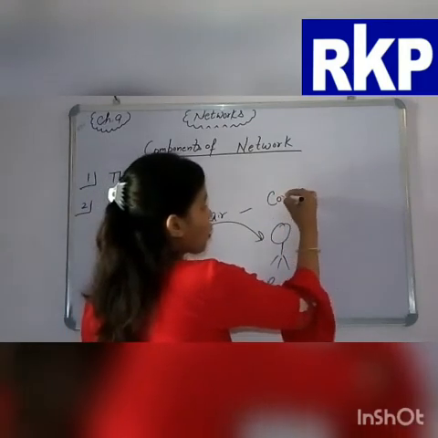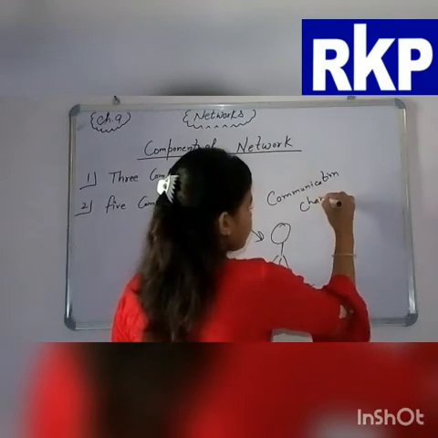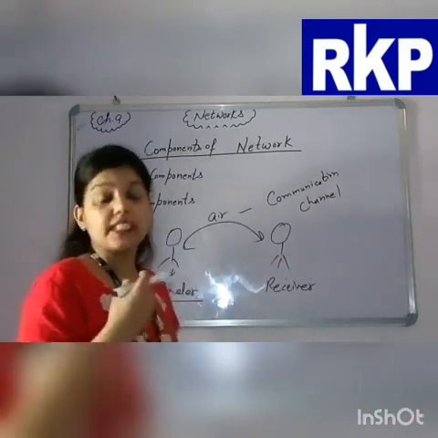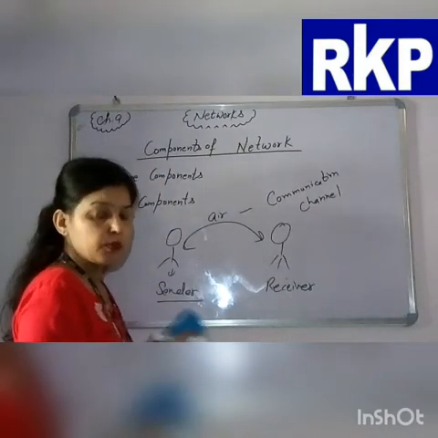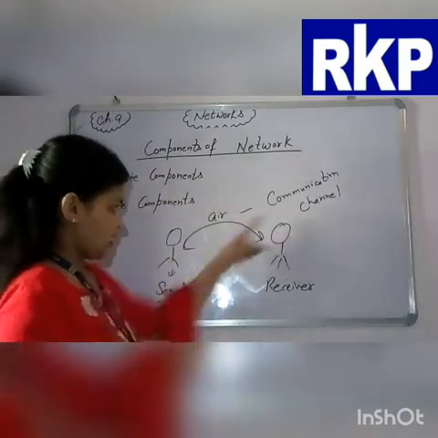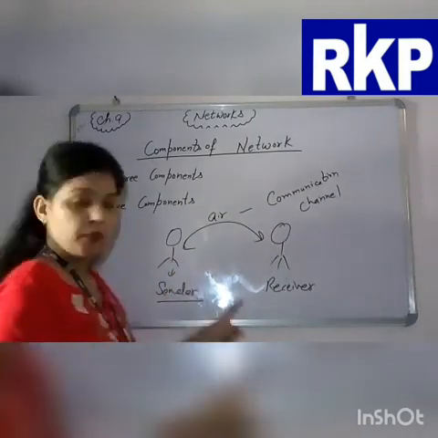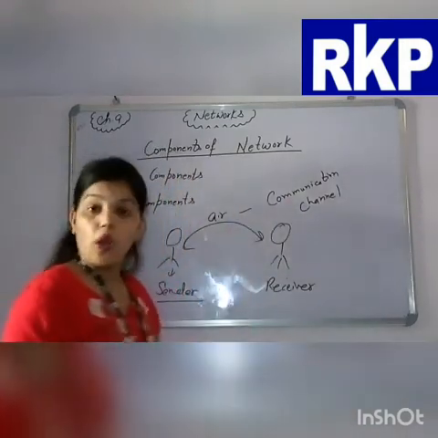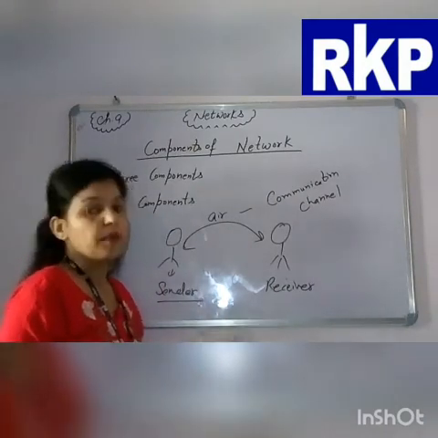Air is called the communication channel, the medium through which you are talking and passing messages. Now let us take one more example, of computer. This is a three component network. Here three components are present: one is the sender, second is the receiver, and third is the communication channel through which they are talking or passing messages.